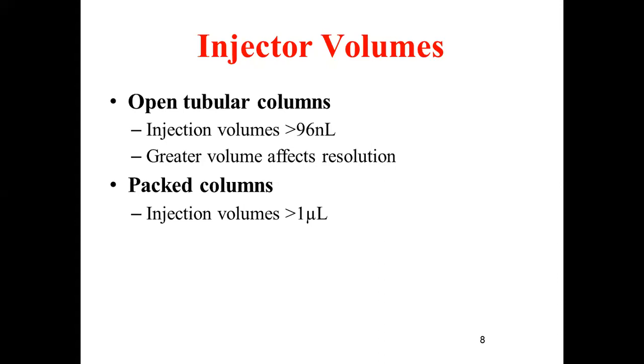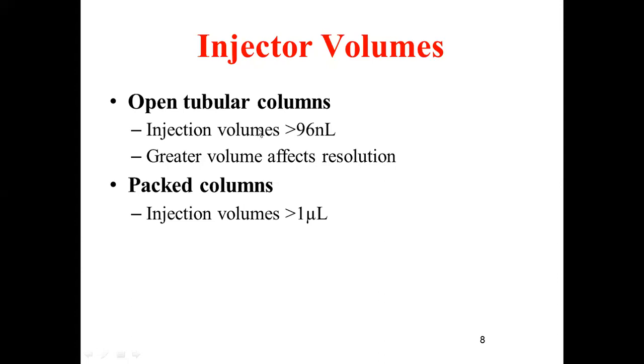As a result of the impairment of the resolution during the chromatographic separation, that will definitely increase the band broadening, and as a result, the height of the theoretical plate is going to increase. So we must be very careful about the volume of the sample solution to be introduced into the chromatographic column while using open tubular columns. At least greater than 96 nanoliters is recommended while using open tubular columns. If you use packed columns, greater than 1 microliter can be introduced, and packed columns are employed especially when we need to introduce more volume of the sample.